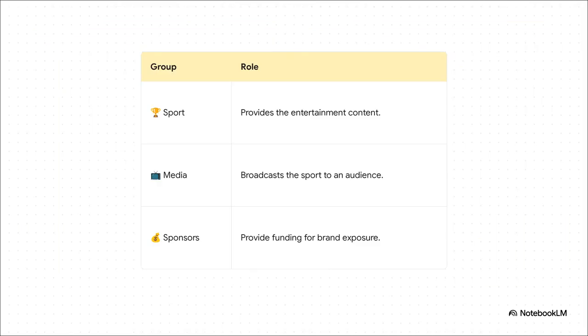The golden triangle. Think of it like a three-way partnership, where everyone needs everyone else to succeed. Sport gives the media content, the media gives the sponsors an audience, and the sponsors give the sport the money. They're all completely interconnected, and it's a very profitable relationship for all of them.